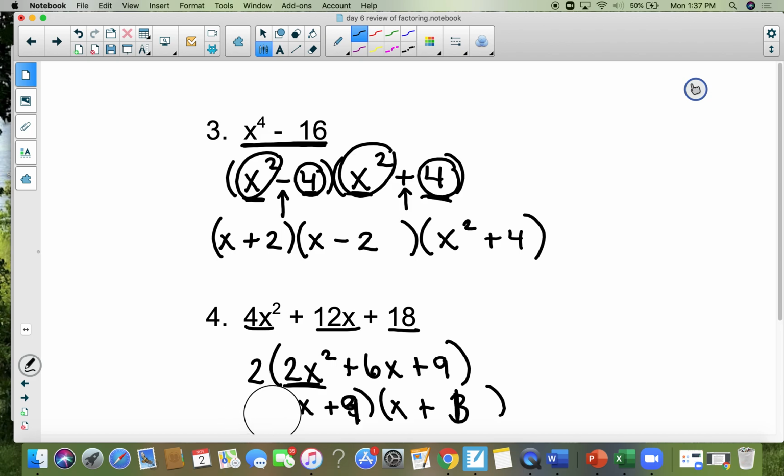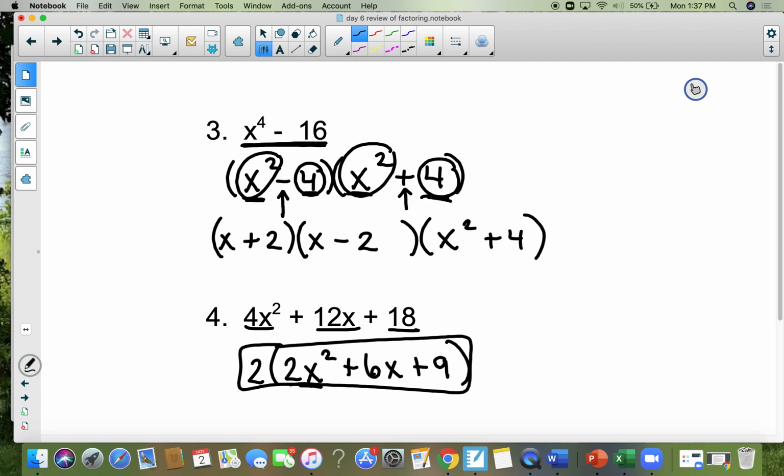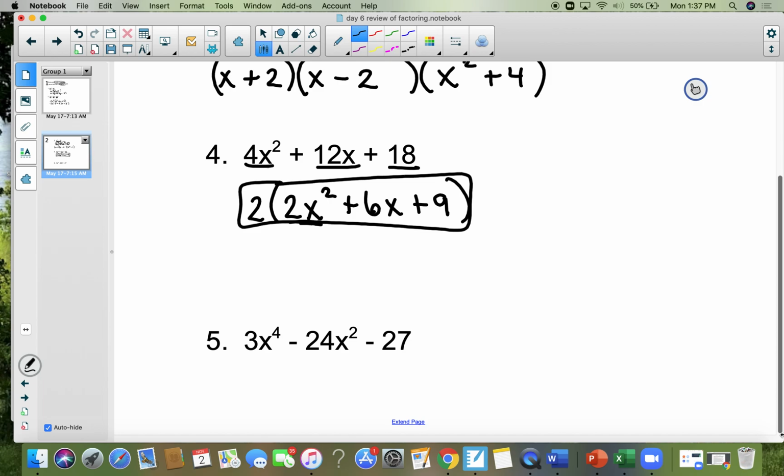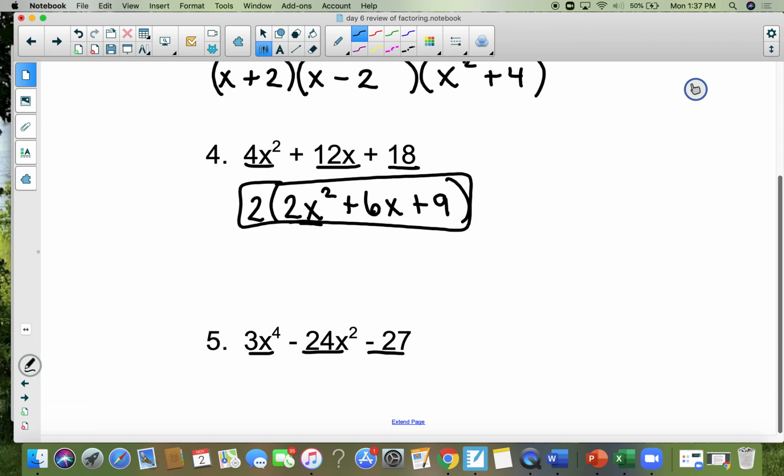I guess this one is the only one where I thought there was going to be 2, but that's why you have to check it. The only thing I did was take out the GCF, so that one does not have a double. And then we have one more. So sometimes you can't do double. Sometimes you just have to take out the GCF. This one, they have a 3 in common.